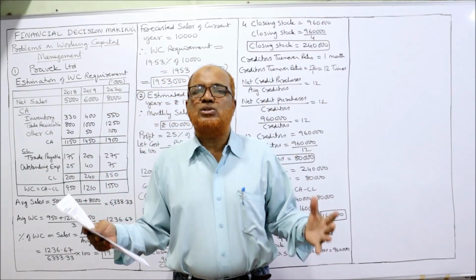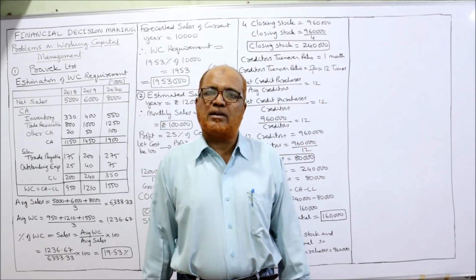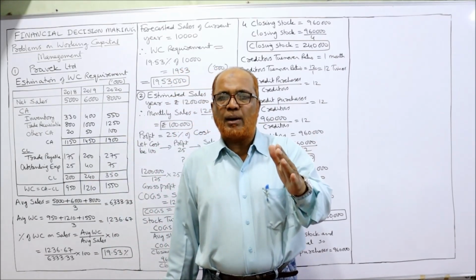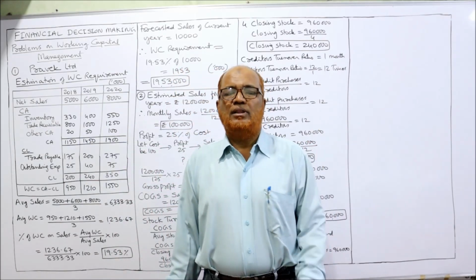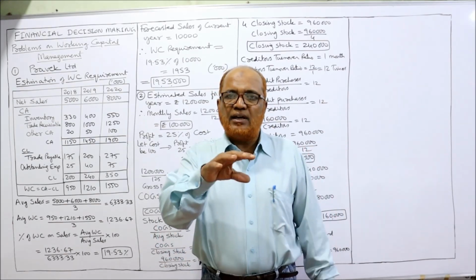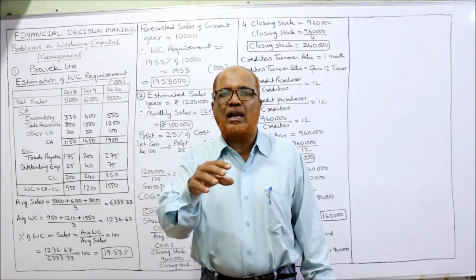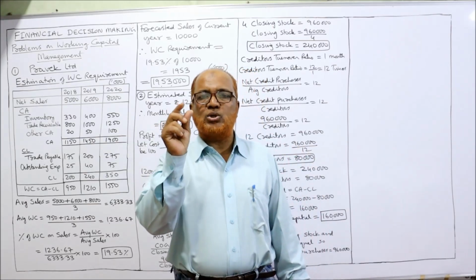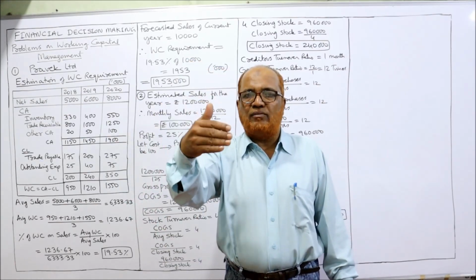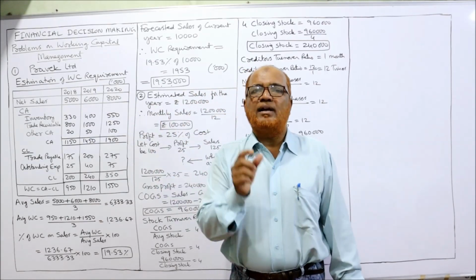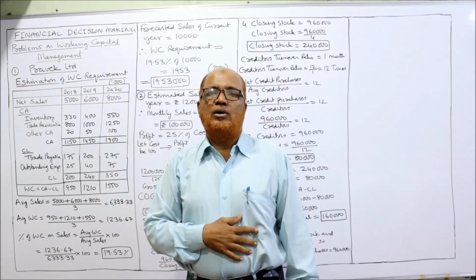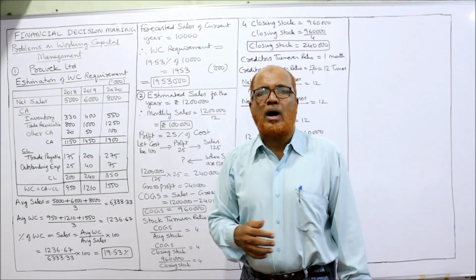There are different methods of calculating the working capital requirement. One of the methods is making a relationship between working capital and sales. The first method: we will have the last few years' data regarding working capital and sales, and we calculate what is the percentage of working capital on sales. The formula is working capital divided by sales into 100. We'll get a certain percentage, and that percentage we apply in the current year to find out the working capital requirement.